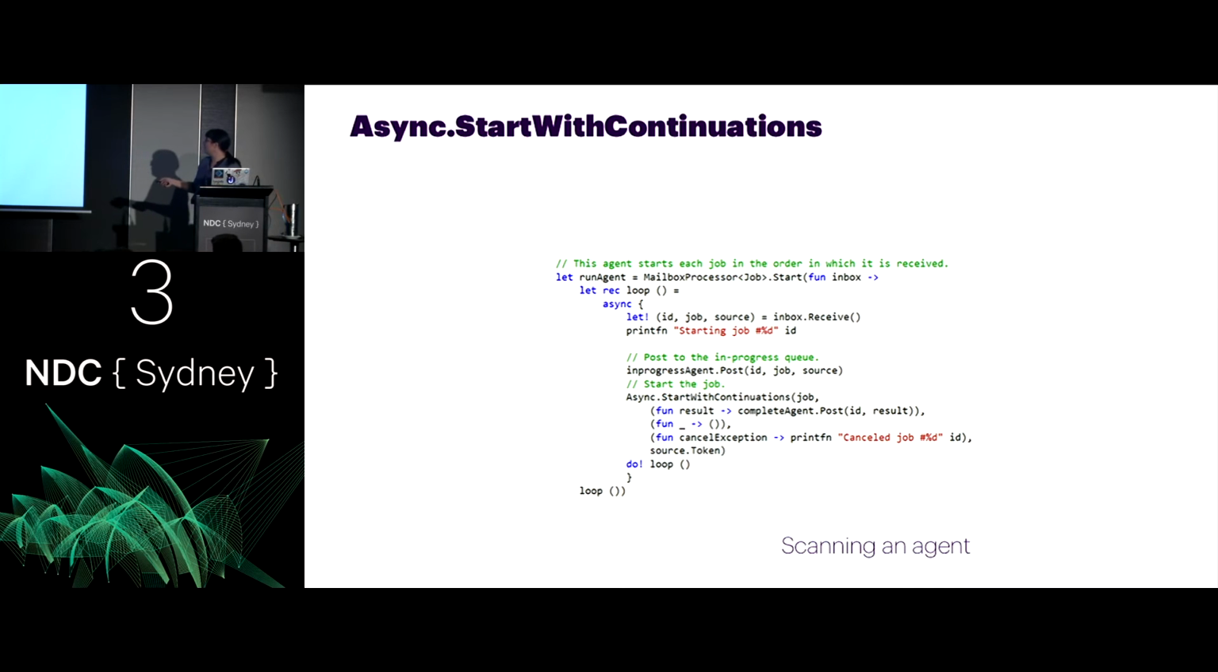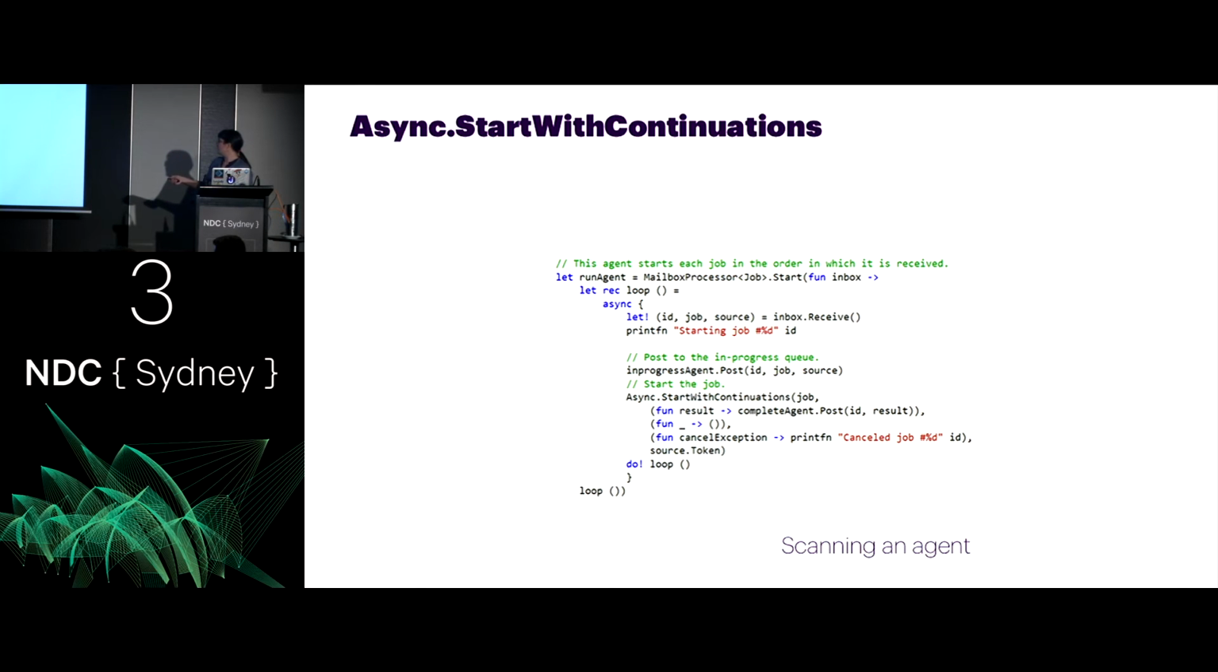when we're actually doing the scanning, this is the agent that will actually start running. So from the same code where it double checks the starting the job. So it'll specifically start the job. It'll post to the in progress agent so that the agent is actually in progress. And then we'll call a start with continuations on this specific job.